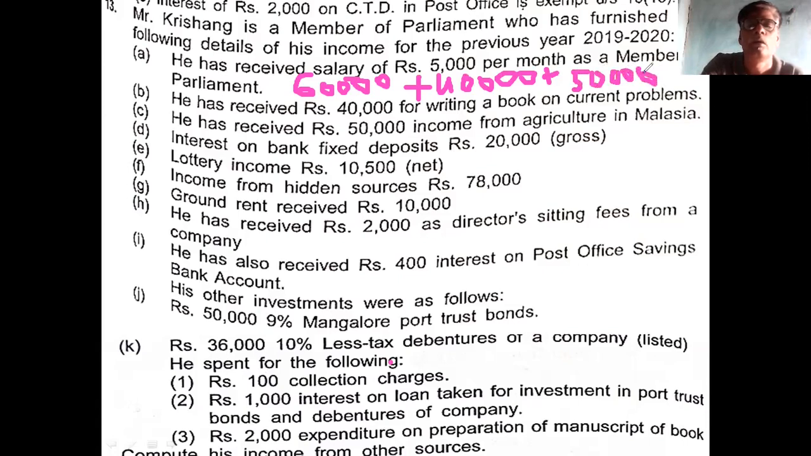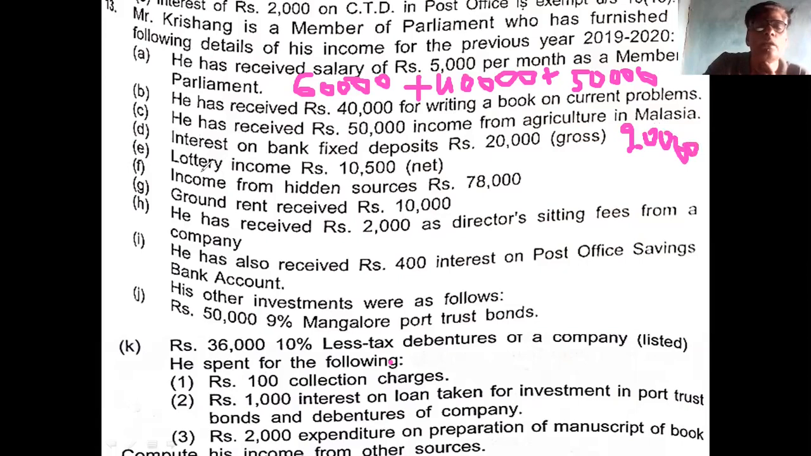Okay, I am writing here, space is there. First point, salary received as member of parliament. Second is royalty received on books. Third is agriculture income in Malaysia. And next is interest on bank deposit 20,000. It is gross and you don't worry about that gross of 20,000.